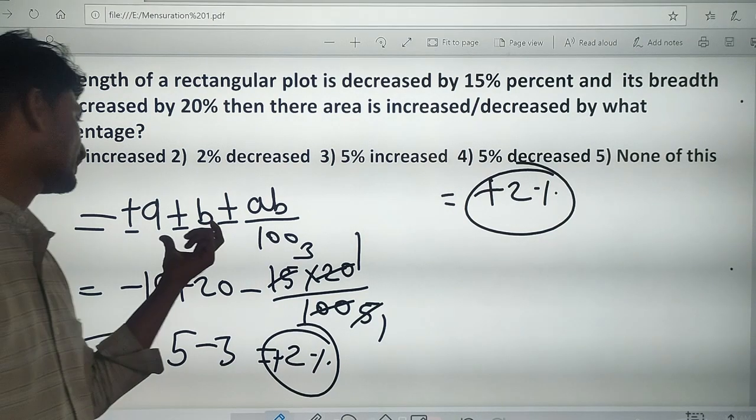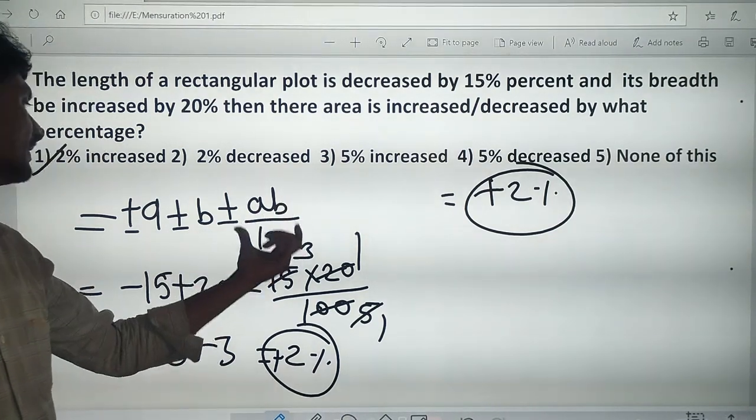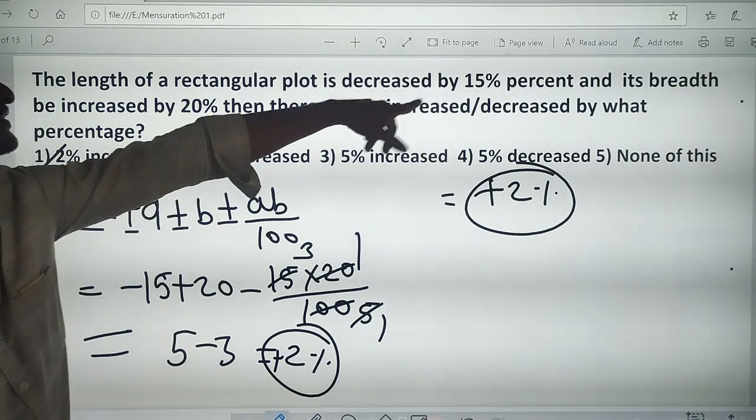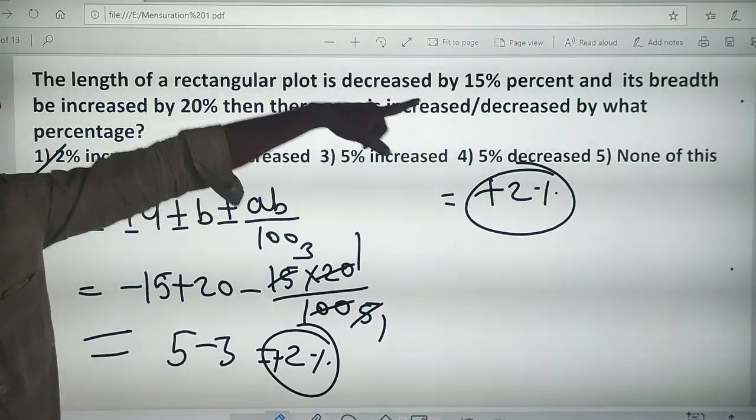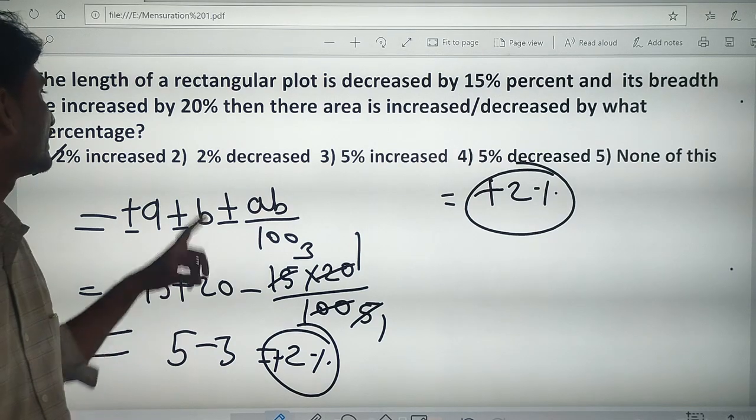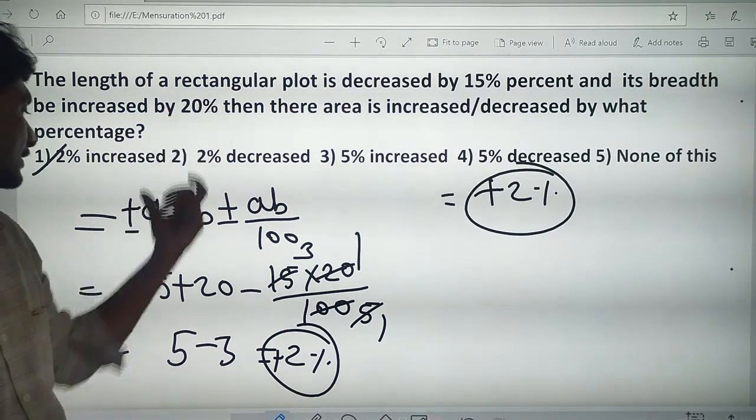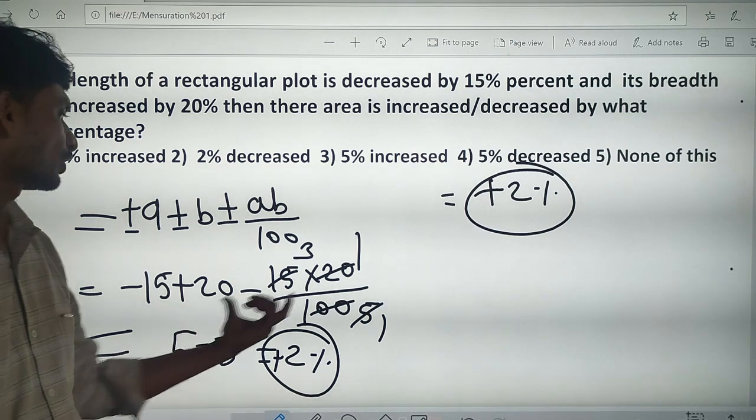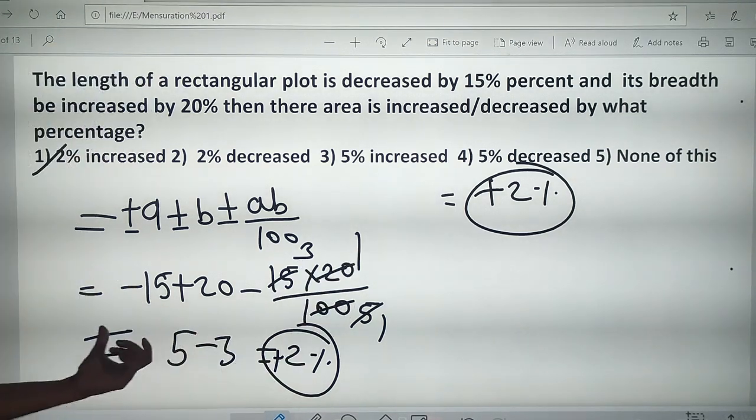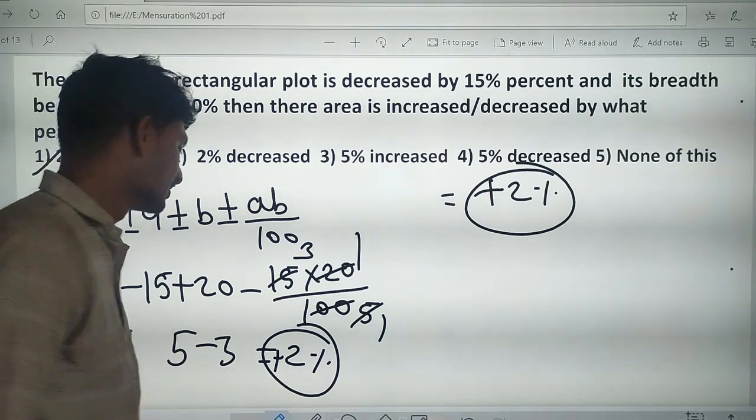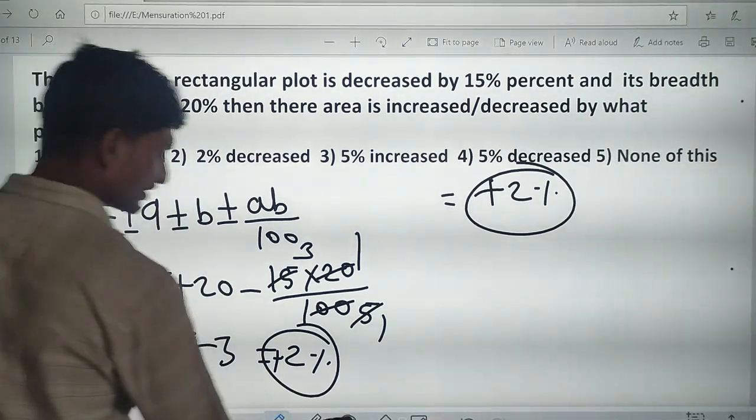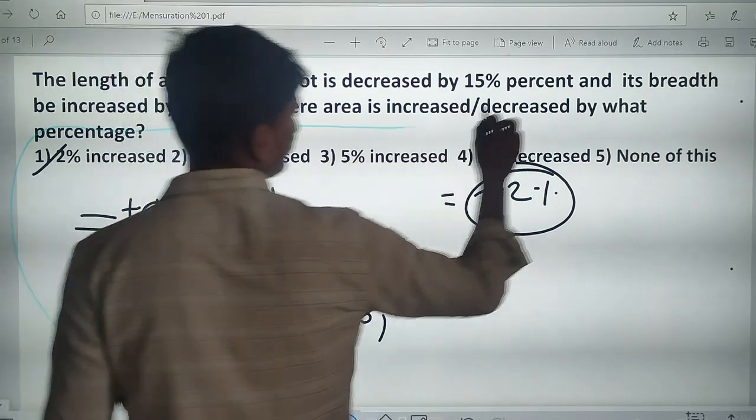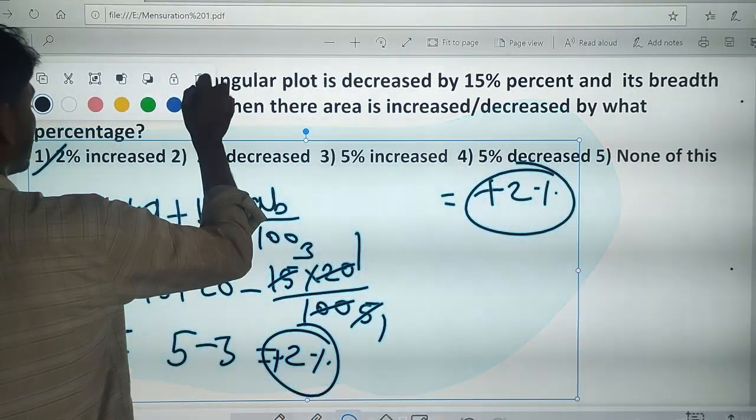Then plus minus A plus minus B plus minus AB divided by 100. Here A is minus 15, as the length is decreased by 15%. Your breadth is increased by 20%, so plus 20. Now here we take the cross multiplication divided by 100. Then 5 minus 3 is 2%. Now your answer is 2%. Now next.